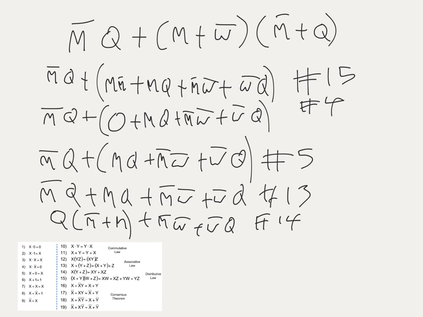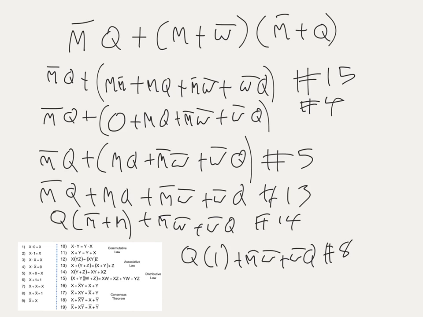Well, now what? M naught plus m, something ORed with its inverse. I think that's a theorem. Let me look down here. And, oh yeah, there it is. Anything ORed with its inverse is a 1. Cool. So really, that's q times 1, ANDed with a 1, plus m naught w naught plus w naught q. And that was because of Theorem number 8.